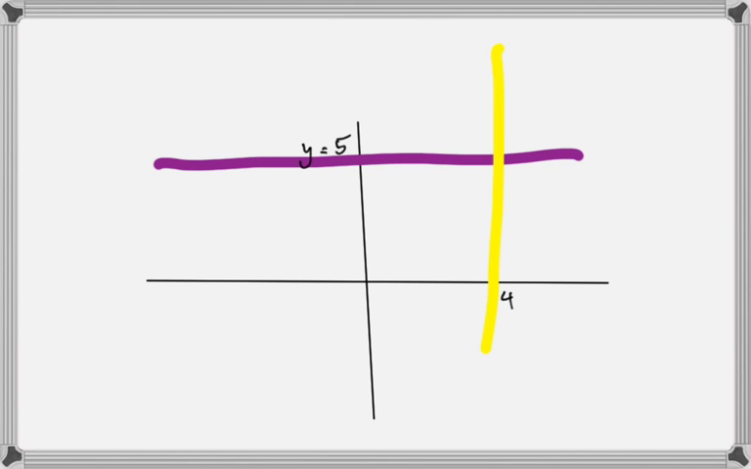X equals 4. What's the slope of the yellow line? Undefined. Are you sure? Yeah.